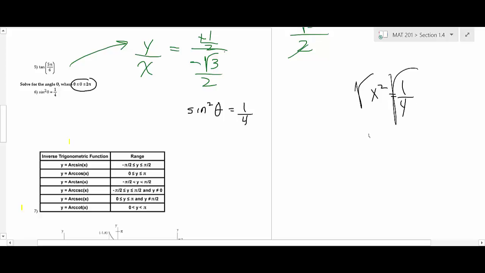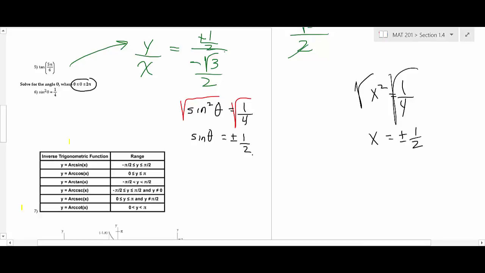So if you did that, you would have x. Anytime you square root both sides, you've got to have plus or minus. Students forget that a lot. Then that would be a half. That's how you do that problem. This problem you do exactly the same way. You're going to take the square root of both sides. So you're going to have sine theta, and that's going to be plus or minus 1/2. Don't forget the plus or minus or you won't get all the answers.